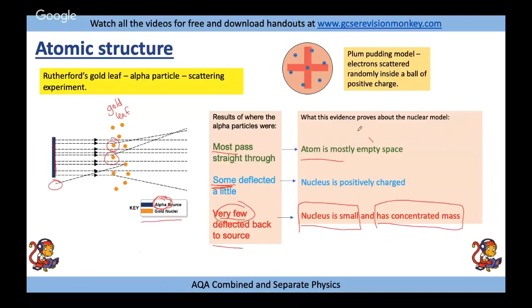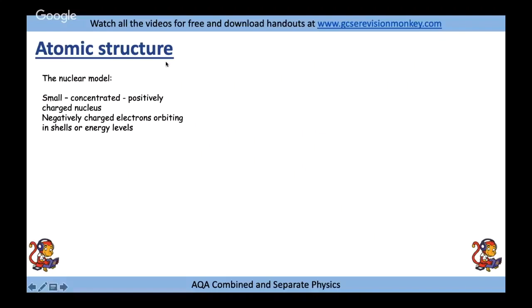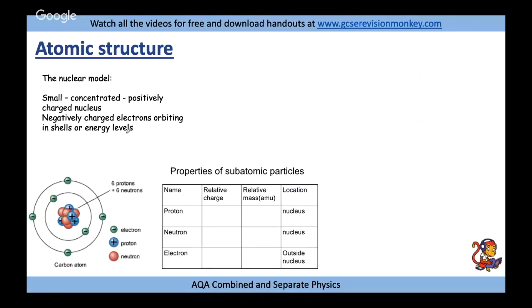So this is how we describe the nuclear model. Mostly empty space, positively charged nucleus. The nucleus is small and has concentrated mass. Okay, so here we have our nuclear model. Our electrons orbit in shells or energy levels. And we can also describe the properties of some of these particles.